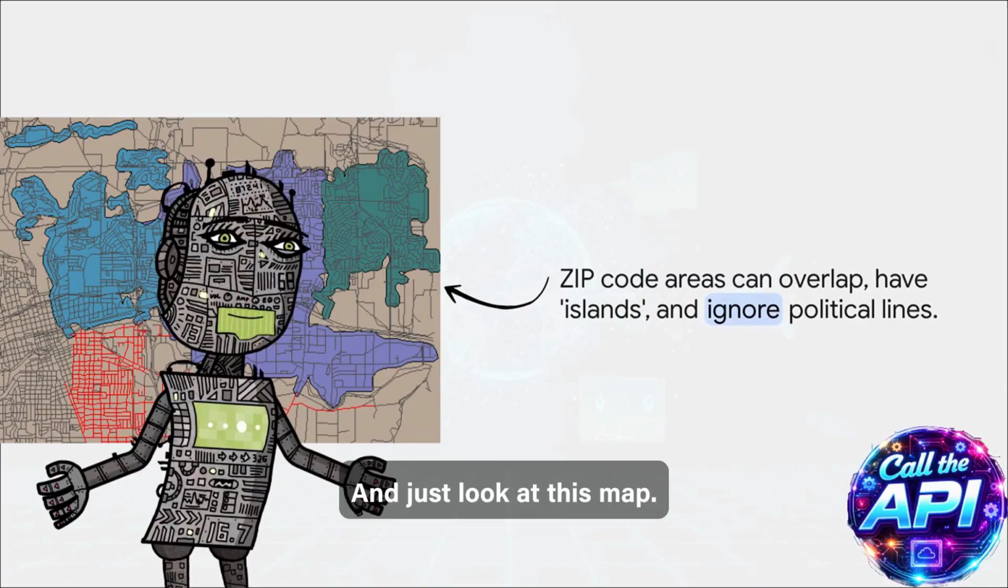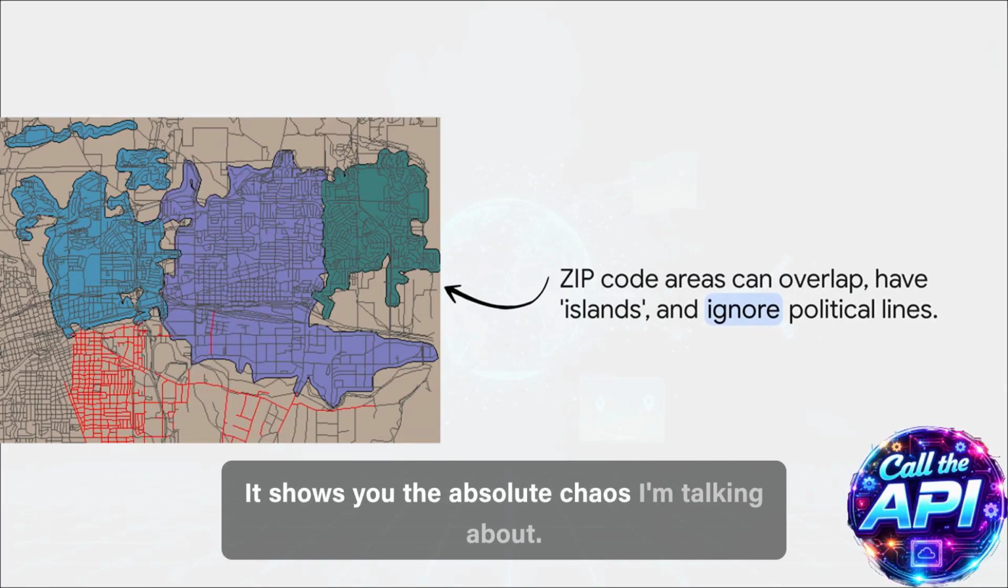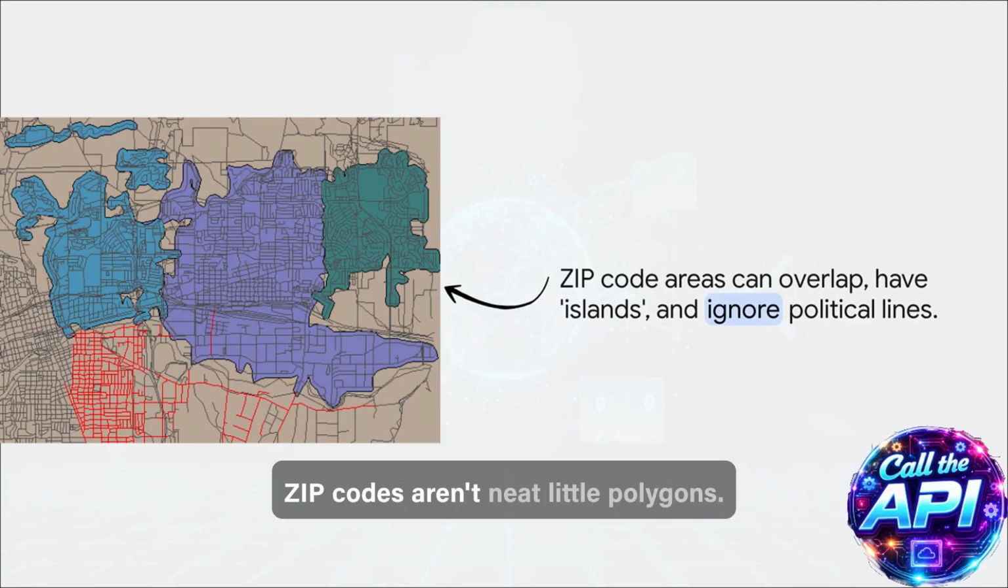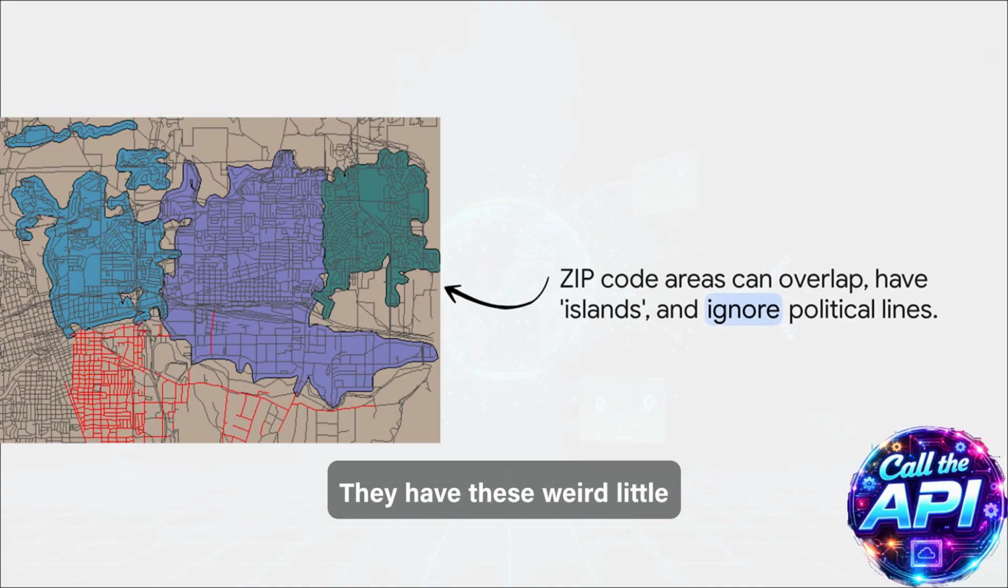And just look at this map. It shows you the absolute chaos I'm talking about. Zip codes aren't neat little polygons. They're just collections of delivery routes. They overlap, they have these weird little islands inside other zips, and they couldn't care less about actual boundaries like city or county lines. You try to pour your precious data into these messy, sloppy buckets, it's a recipe for disaster.